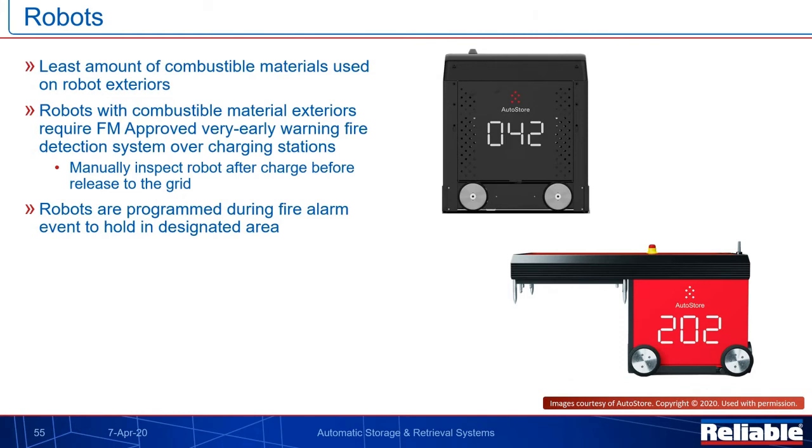And FM would like to see a process instituted where you inspect the robots after they're charged before sending them into the grid. Make sure they're not on fire, and send them on their way. Robots also need to be programmed during a fire alarm to get to a designated area. So these are just some of the concerns we have with these robots.